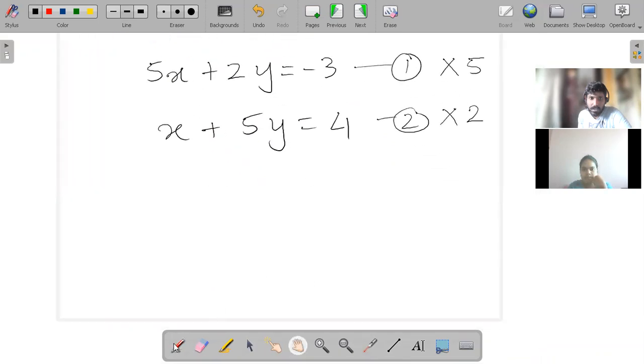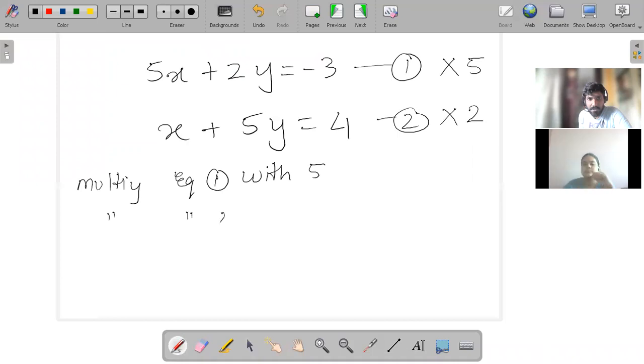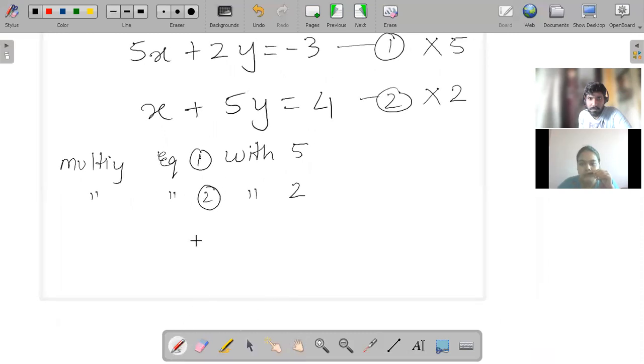So can you tell me after multiplying? I'll write here: multiply equation 1 with 5, multiply equation 2 with 2. So what are the new equations that will get formed? Tell me first with 5. 5 into 5 will give you 25x plus 10y equals minus 15. What about the second one?